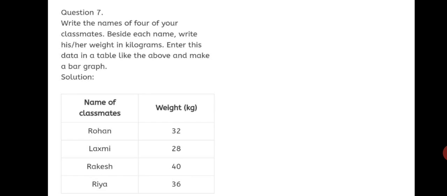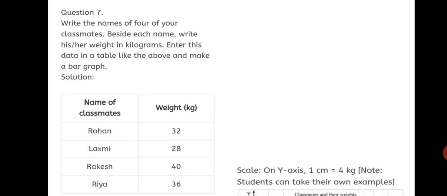Enter this data in a table like the above and make a bar graph. So how you have seen previously how a bar graph is drawn. Now you know very well. So you can do this sum on your own. Write the name of 4 classmates, their weight in kilograms. Don't take decimal point so that there is no inconvenience to you while drawing graph. I will show you one example of this graph too, but kindly see to it that you do one of your own.